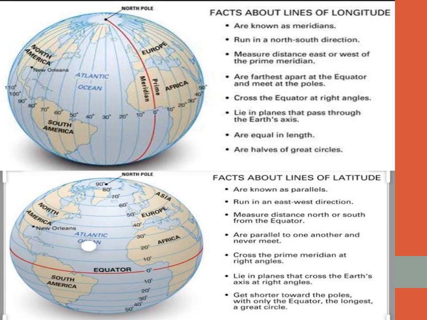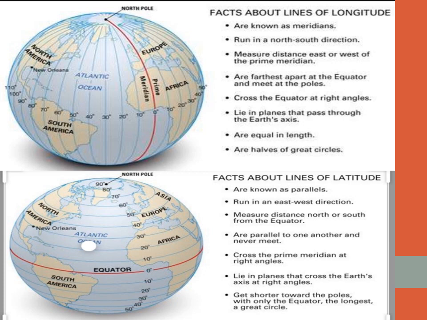So you just look at the facts about the latitudes and the longitudes. You have already studied that the longitudes are called meridians. They run in the north-south direction, and they are farther apart as we move away from the equator, and they meet at the north and the south pole and they cross the equator at right angles. They lie in planes that pass through the earth's axis and they are equal in length and they are half of the great circle. That means they divide the circle into halves.